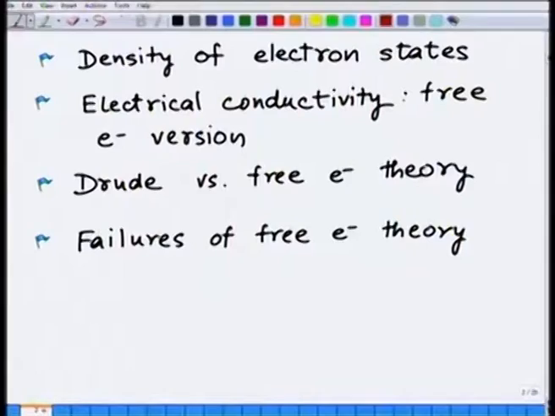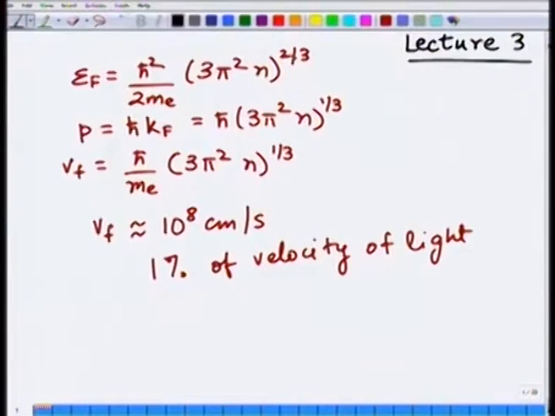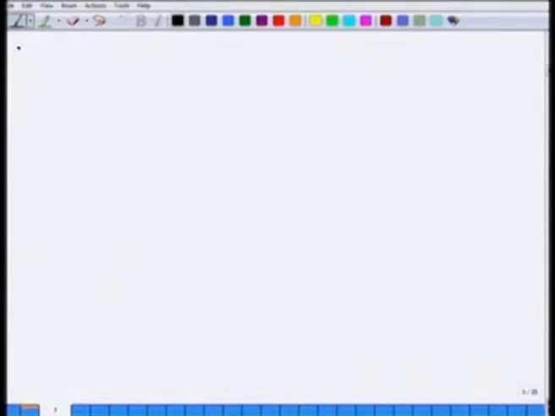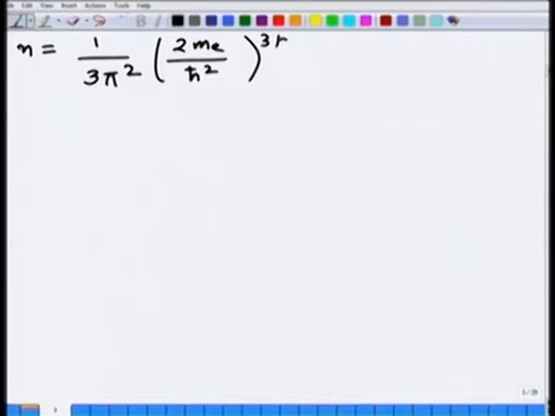Okay, so let us get going. Let us start with this density of electron states. Let us start with this topic. So, what we had derived was, let us turn around this equation for Fermi energy. If we take this equation and turn this around, then I would write n as equal to 1 by 3 pi square, 2 m e divided by h bar square, to the power 3 by 2, E F to power 3 by 2.